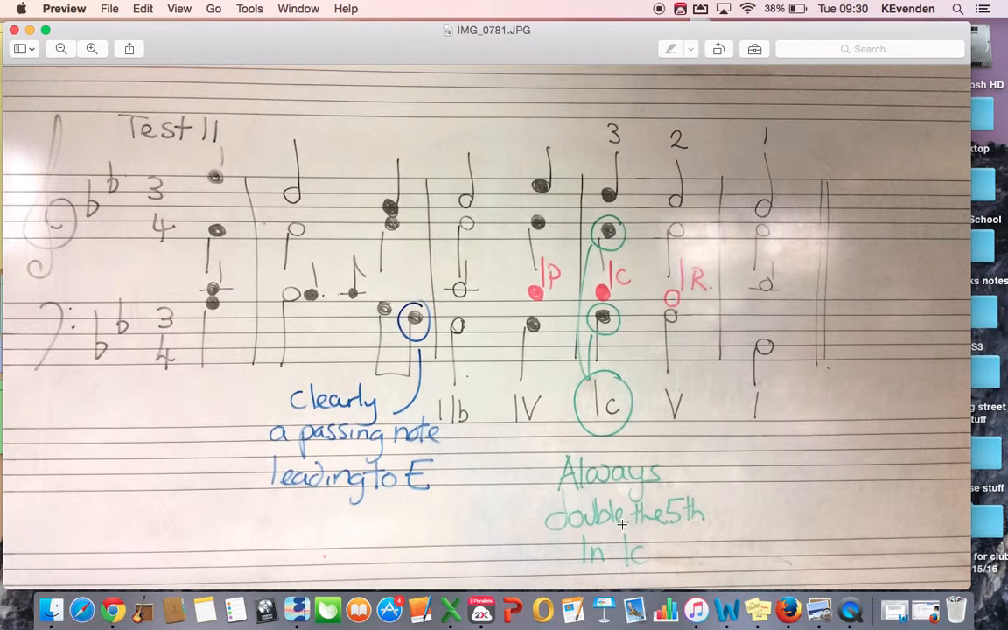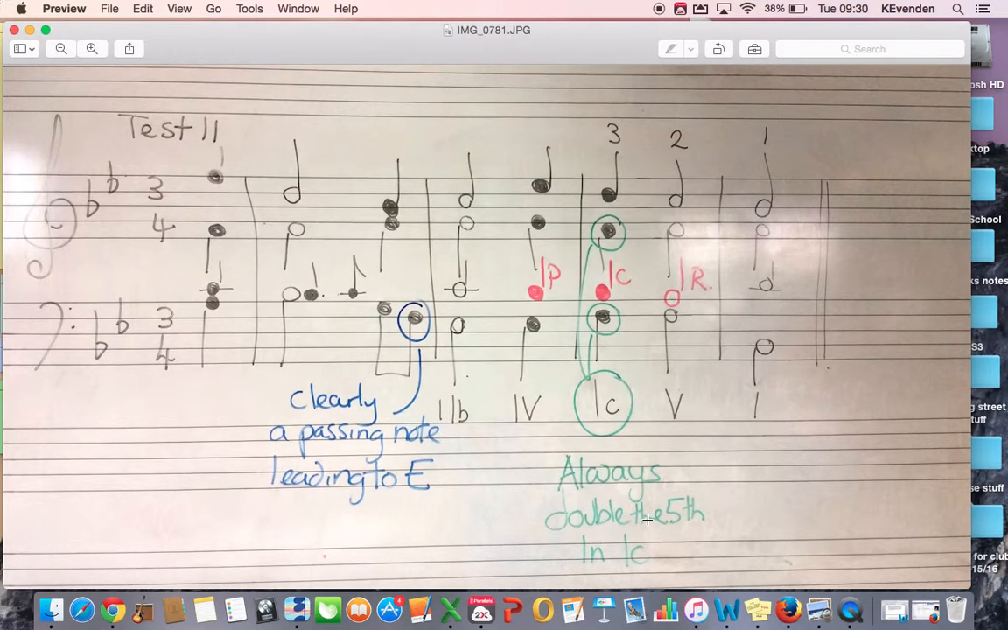Okay, now when we are constructing our chord, the 1C, you must be very mindful of the fact that you have to double the fifth. You do not and you never double the third. And in this particular instance, you don't double the root. If you do, you're going to lose marks. Okay, so always remember that. Chord 1C, double the fifth.